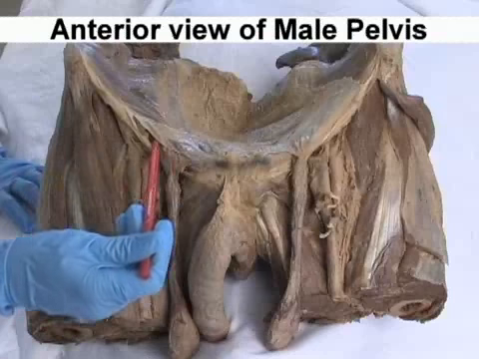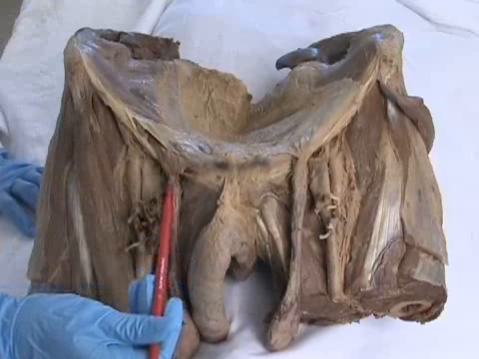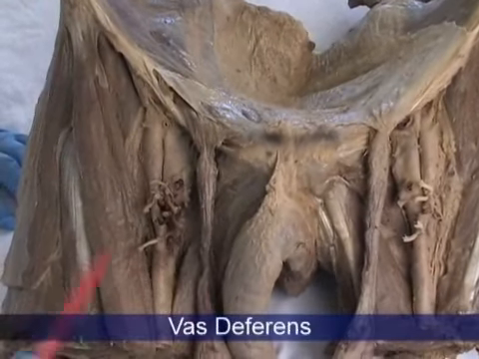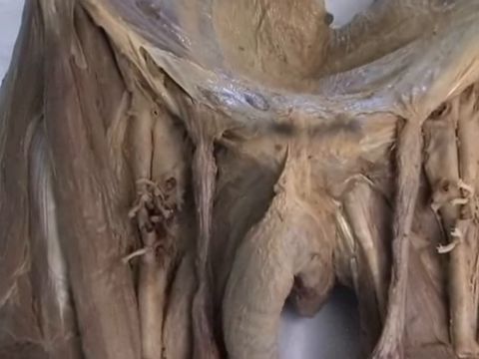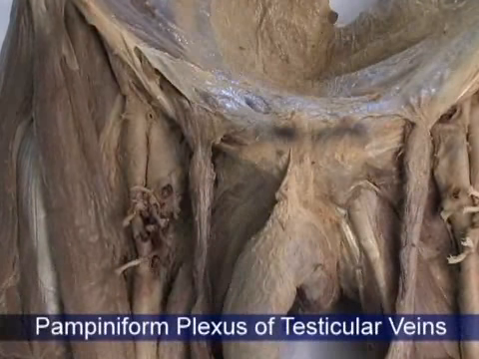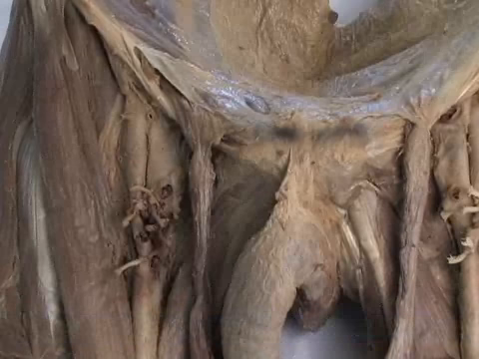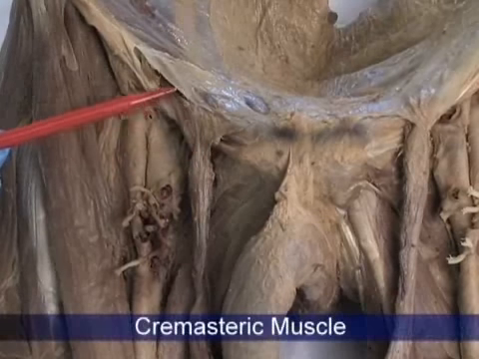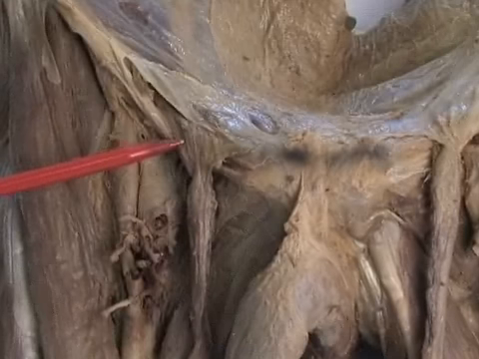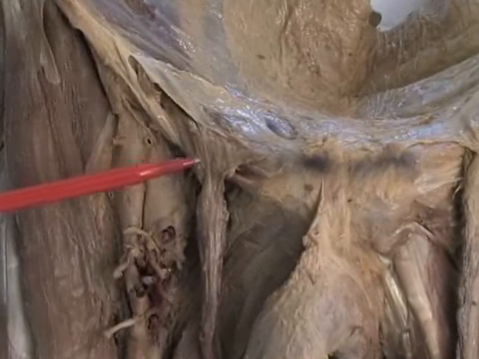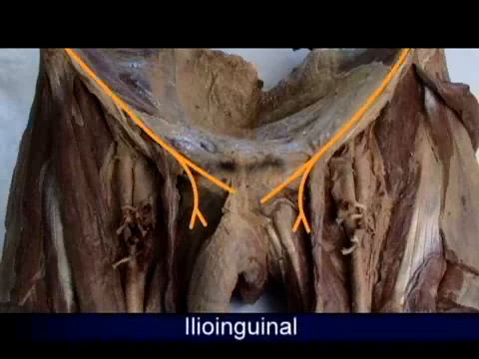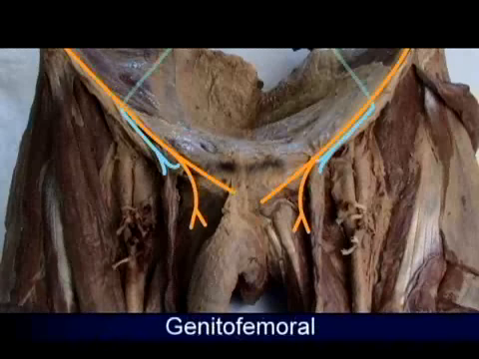In males, the spermatic cord passes through the inguinal canal. The spermatic cord includes the vas deferens, the testicular artery from the abdominal aorta, the pampiniform plexus of the testicular veins, lymphatics, and autonomic nerves. The cremasteric muscle, which is formed by the evagination of the internal oblique muscle, covers the spermatic cord. Two somatic nerves also travel through the inguinal canal, and these are the ilioinguinal nerve and genitofemoral nerve.